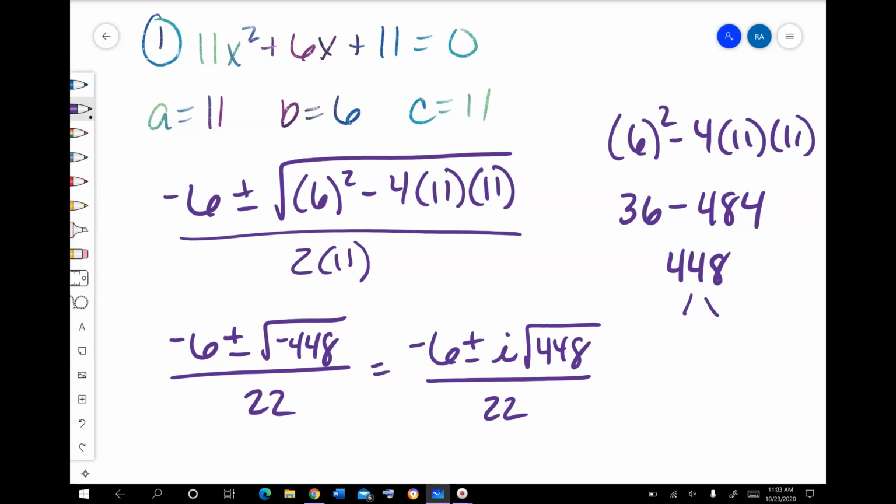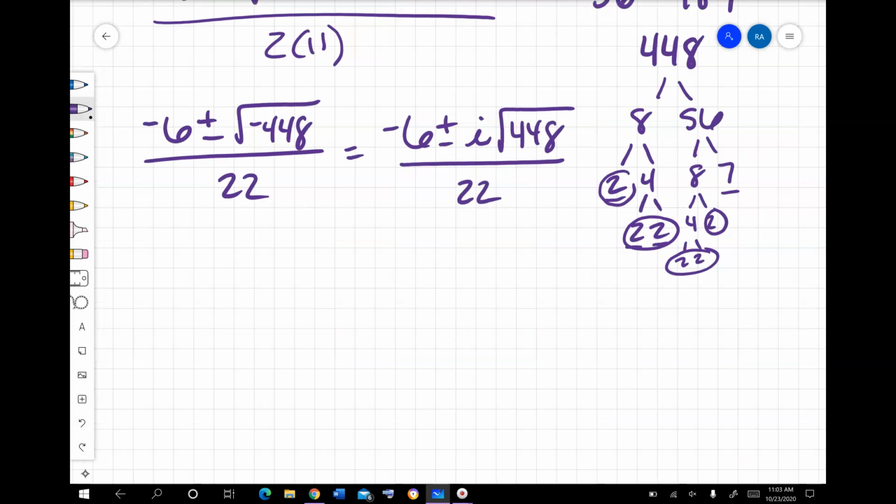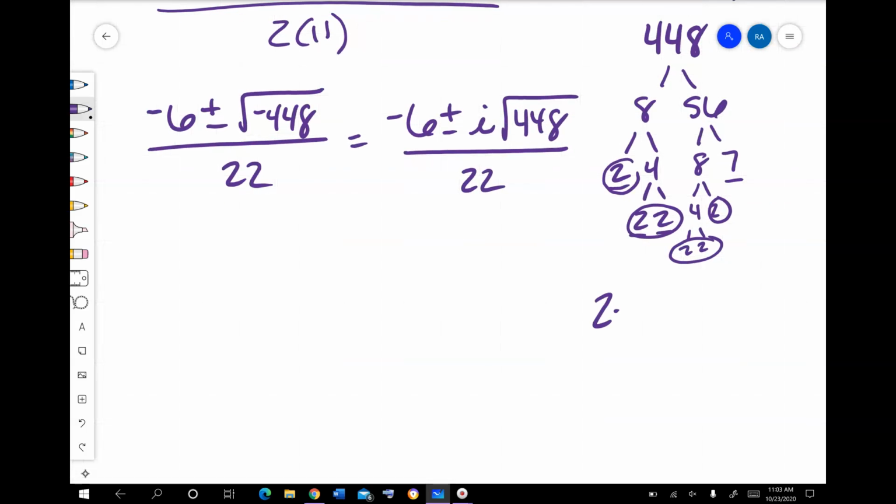Okay? So let's see. 448 is divisible by 8. That's 8 and 56. 8 is 2 times 4, which is 2 times 2. 56 is also divisible by 8. That's 8 and 7. 7's prime. You stop when you get to a prime. And then we're going to break 8 down again. That's 4 and 2, and then 2 and 2. Circle your pairs. Pair of 2s, another pair of 2s. So I've got 3 pairs of 2s. So that means I'm going to have 3 2s. 2 times 2 times 2. 7 is the only guy we did not include, so he stays on the radical.